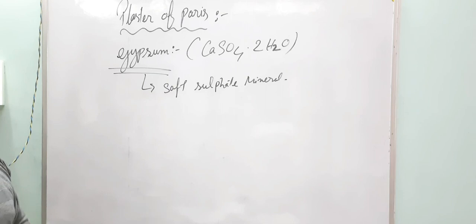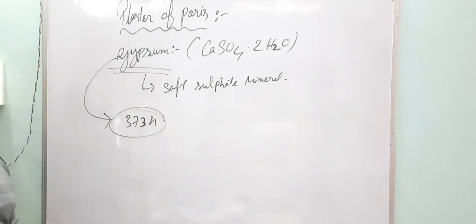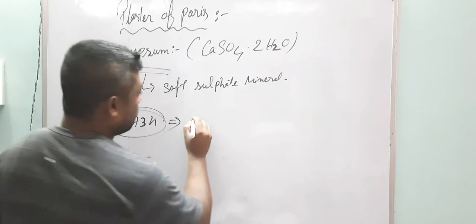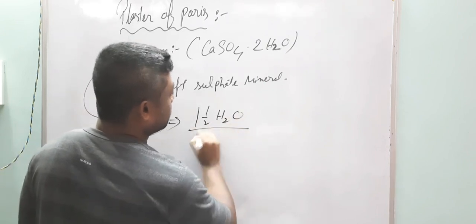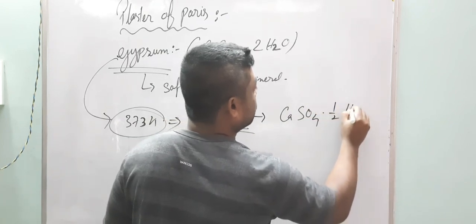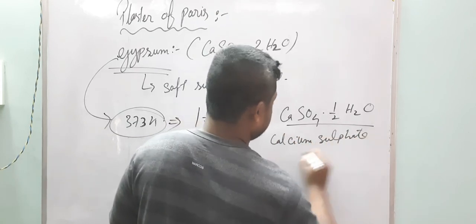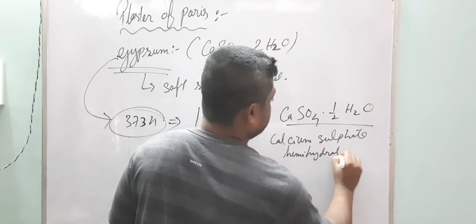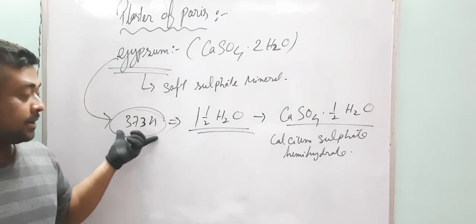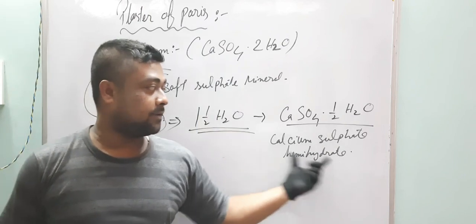Next, what is plaster of Paris? When gypsum is heated at 373 Kelvin, it decomposes, that means it loses 1.5 water molecules, resulting in the formation of calcium sulfate with half H2O, known as hemihydrate. Its name is calcium sulfate hemihydrate, and this substance is known as plaster of Paris. Remember, only when heated at 373 Kelvin does it lose this water and get converted into plaster of Paris.